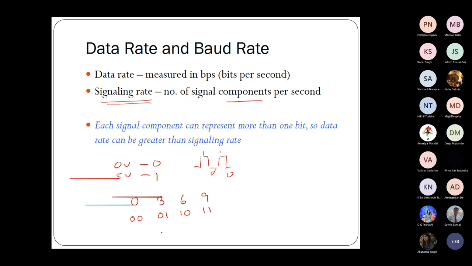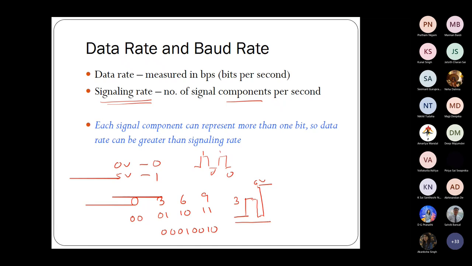So now, if I want to send, just suppose, 0, 0, 0, 1, 0, 0, 1, 0. I will have a 0, then 0, 1, so I will go to 3 volt. Then 0, 0, so I'll come back to 0. And then 1, 0, so I'll go to 6 volt.